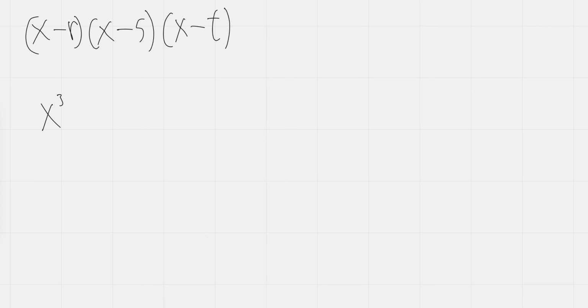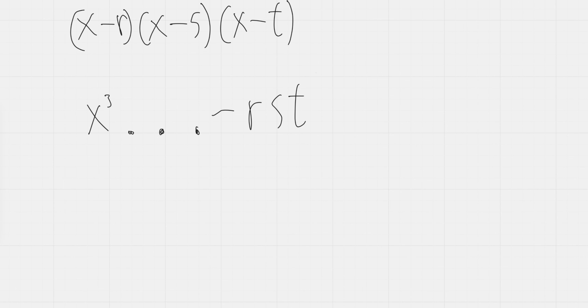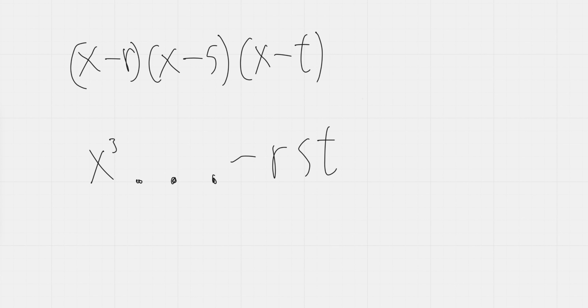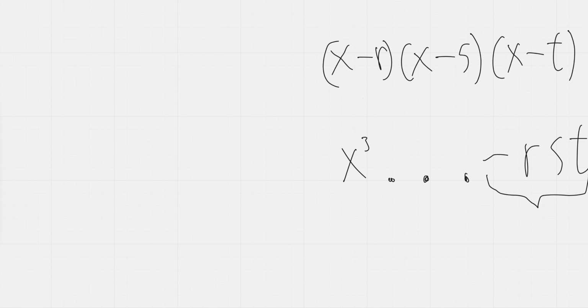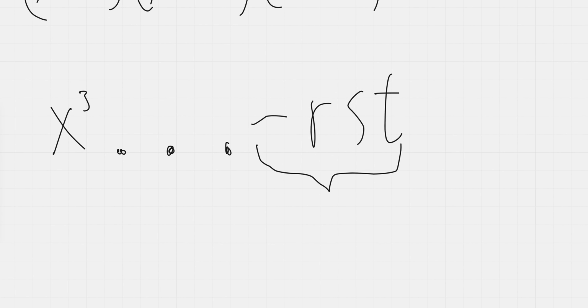You have x cubed, a bunch of things in between that actually aren't relevant for our theorem, times minus r s t. And what's interesting to note here is that the factors of this constant term could potentially be a root of the polynomial, because we're given that every root is a positive integer, or rational at least, and what that implies is that they have to be a factor of the constant.